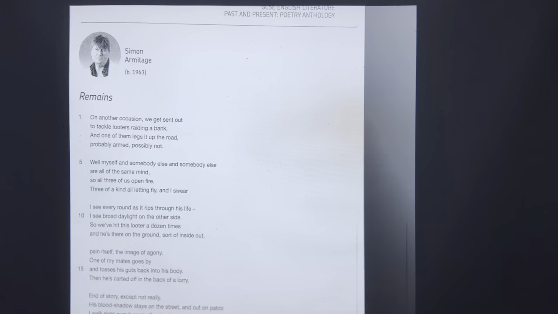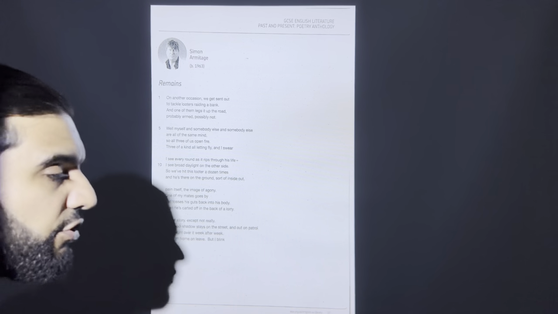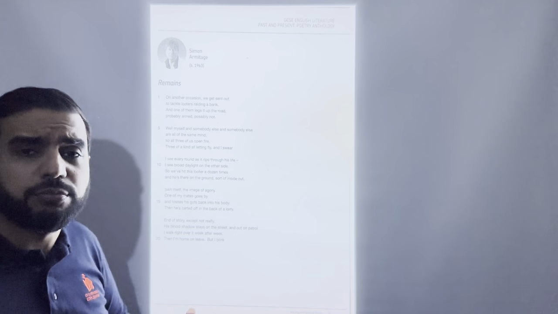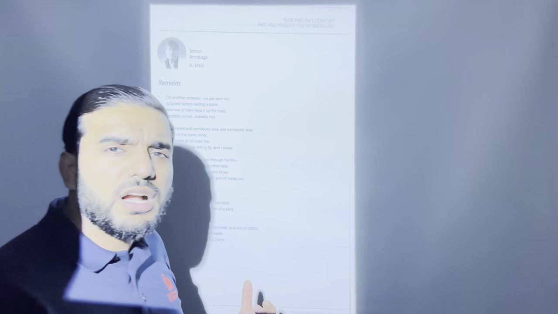Now, what is this particular poem about? Guys, Remains is about the idea of regret. The idea of doing something as a soldier, but then realizing maybe it wasn't a good thing to do. This poem is in two halves. In the first half of the poem, guys, our soldier talks about how, and this poem is believed to be set in either Iraq or Afghanistan.